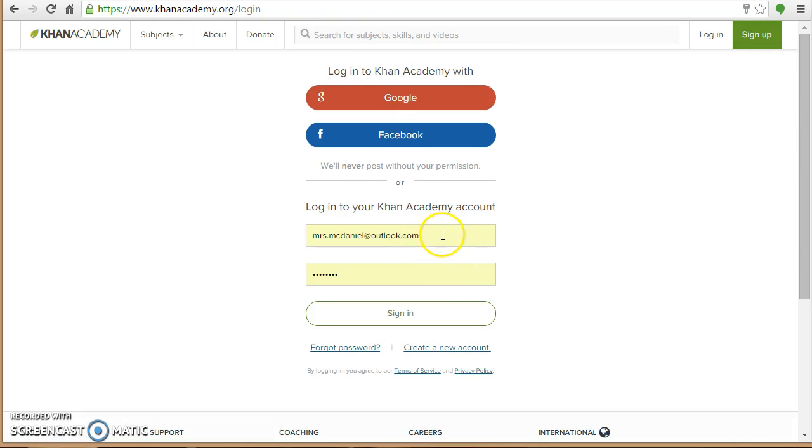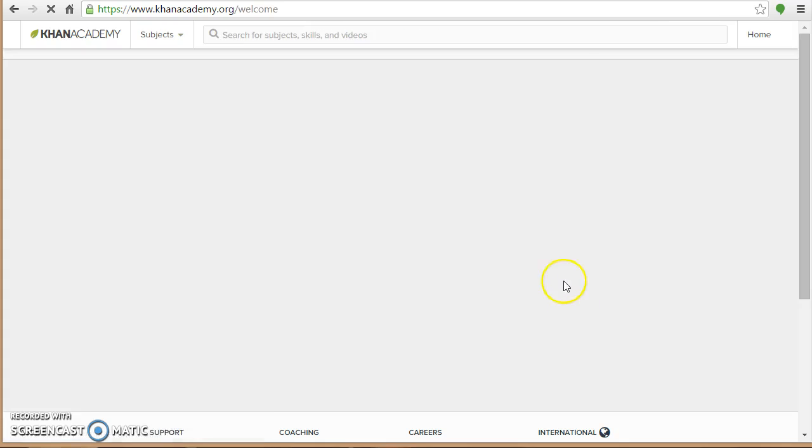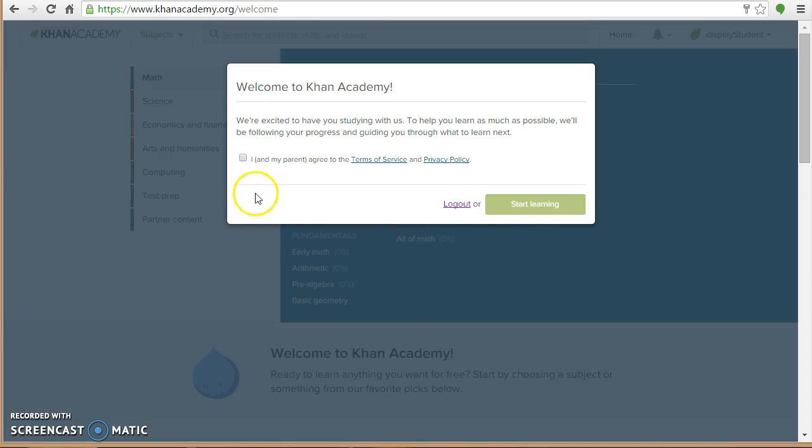Since I've already given you your username, you are going to type that in, and for this I'm just putting in a random account that I already made up for all students to watch this display. Alright, so you've put in your username here and your password here. Then you're going to click sign in, and it's going to welcome you. I already have your parents' permission, so you're going to go over here to this little X where it's saying you and your parents agree, and you click that and then click start learning.